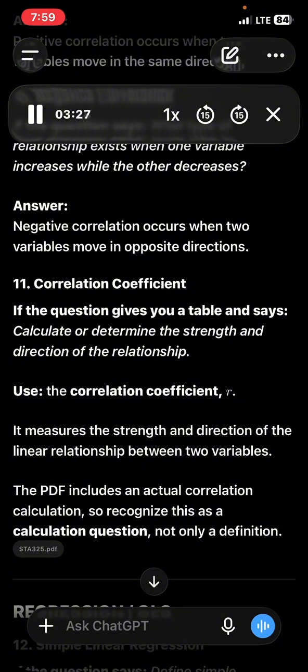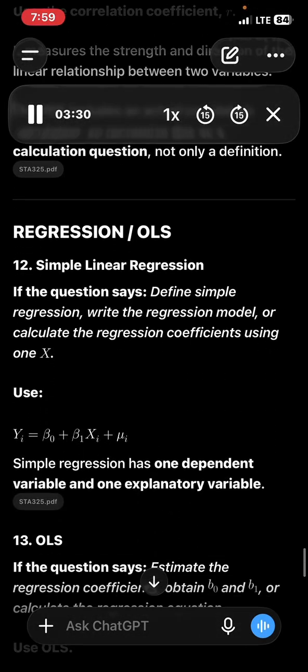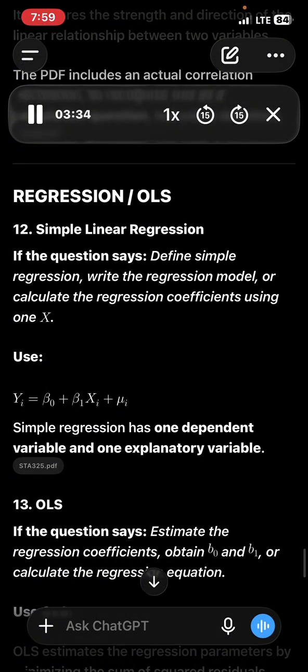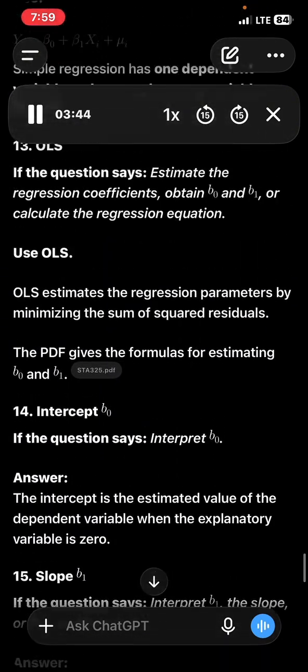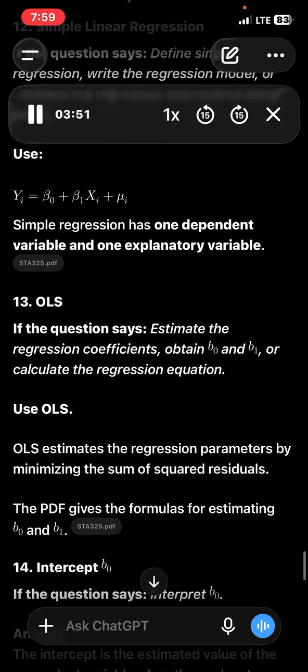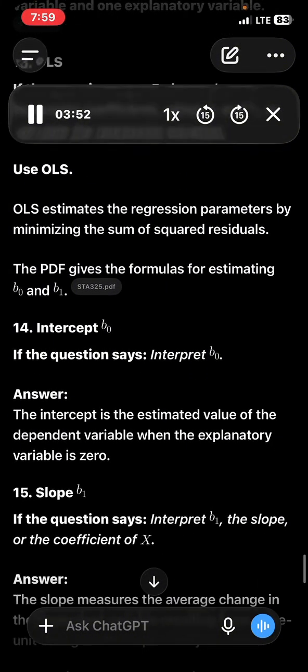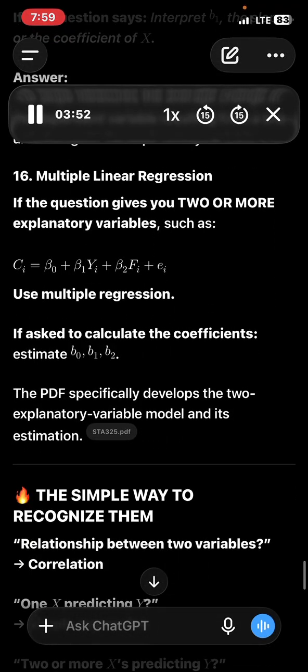12. Regression. If the question says, define simple regression, write the regression model, or calculate the regression coefficients, use y_i equals beta_0 plus beta_1 x_i. Simple regression has one dependent variable and one explanatory variable. 13. OLS. If the question says, estimate the regression B0 and B1, or calculate the regression equation, use OLS. OLS estimates the regression parameters by minimizing the sum of squared residuals. The PDF gives the formulas for estimating B0 and B1.